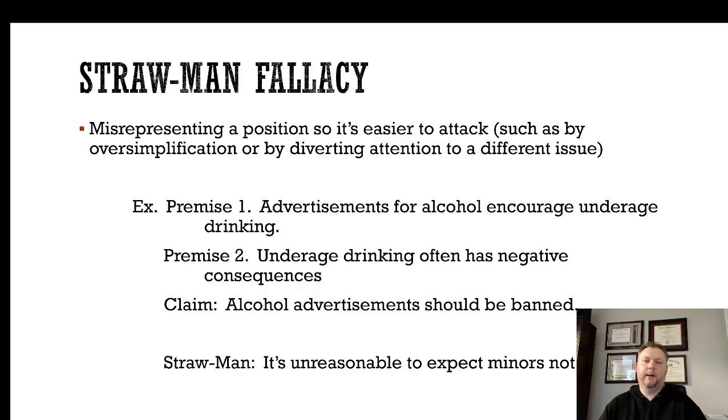So I'll give you an example here. Advertisements for alcohol encourage underage drinking. Okay, that's their first piece of supporting information. Then they say underage drinking often has negative consequences. That's their second piece of supporting information. And so therefore their conclusion is alcohol advertisements should be banned. They've reached that conclusion because hey, the ads encourage underage drinking and we don't like that, so let's ban the ads. And then somebody responds by saying it's unreasonable to think you're going to stop underage drinking, right? Minors are still going to drink. We're not going to get rid of this, right?